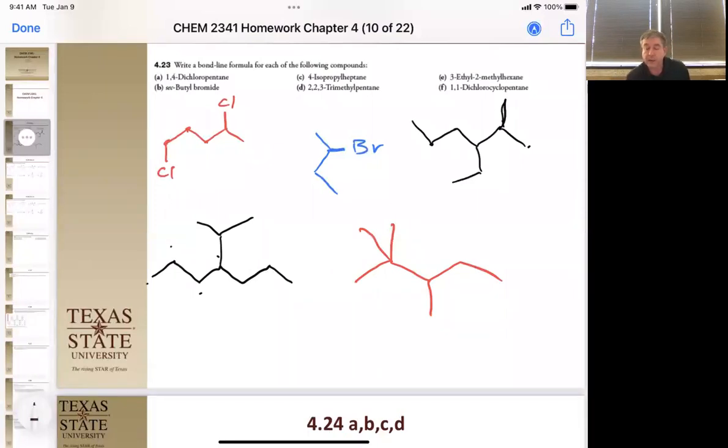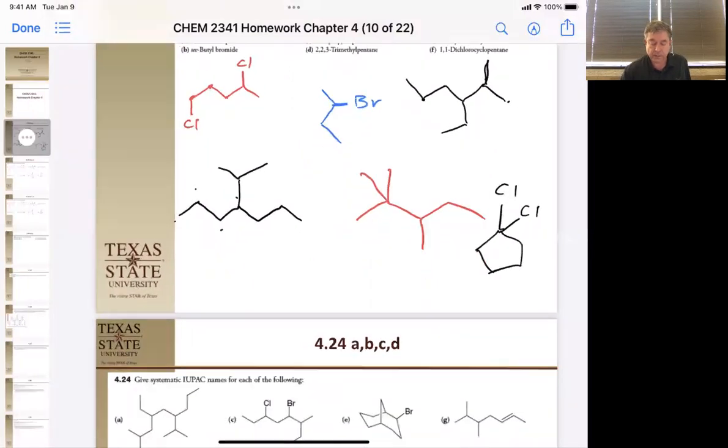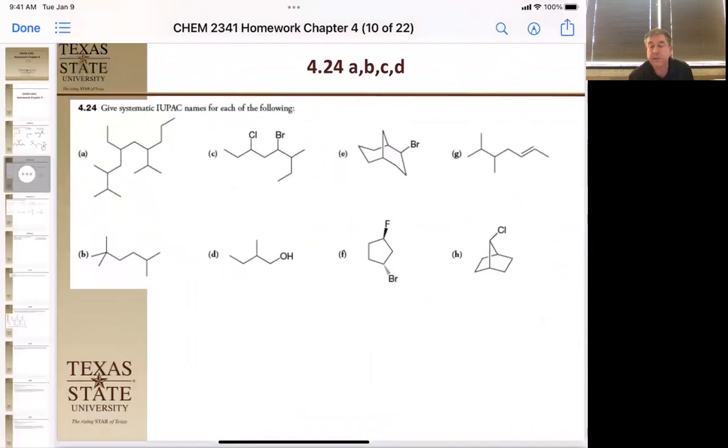We have dichlorocyclopentane. All right, so we're going to start with the cyclopentane first, 1, 2, 3, 4, 5, and then we're going to do 1, 1, Cl, Cl, dichlorocyclopentane. Okay, so that is all of those. All right, so let's do 4.24. Give IUPAC names for each of the following.